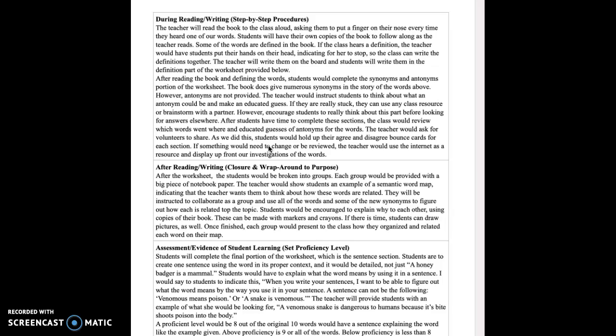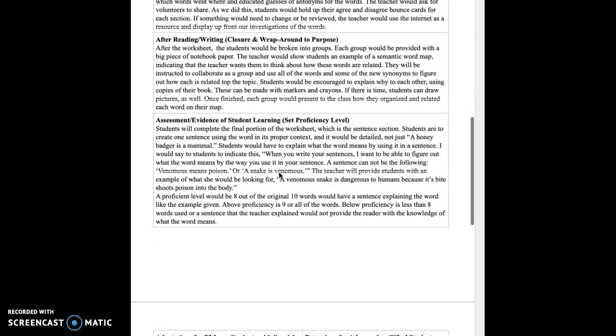All right, so after my reading here, and after the worksheet, the students would be broken into groups. Each group would be provided with a big piece of notebook paper. This is where the teacher would show students the example of a semantic word map, indicating that the teacher wants them to think about how these words are related. They will be instructed to collaborate as a group and use all of the words and some of the new synonyms to figure out how each is related to the topic. In this case, the topic is hyenas versus honey badgers. Students would be encouraged, or just, nature in general.